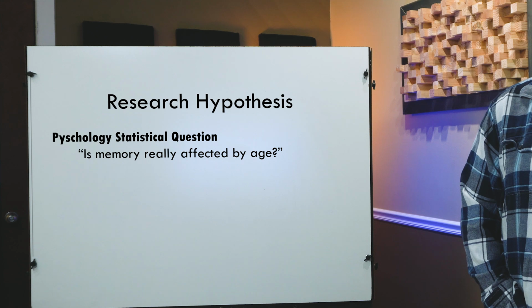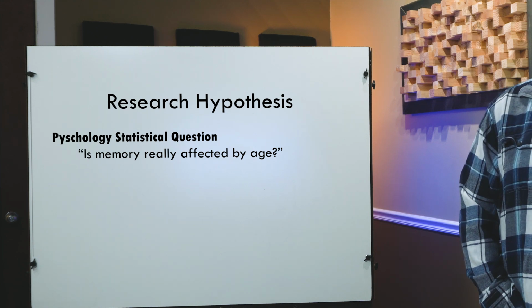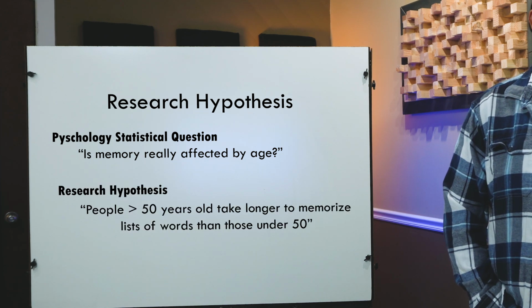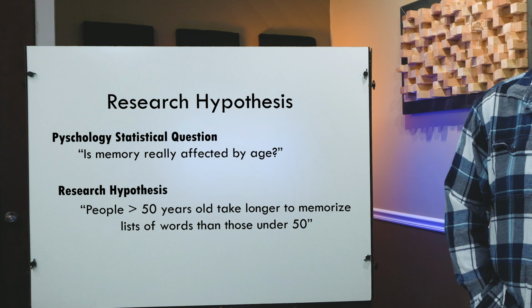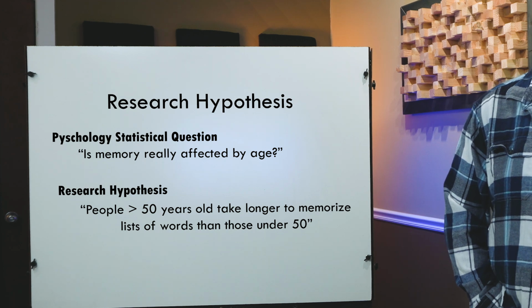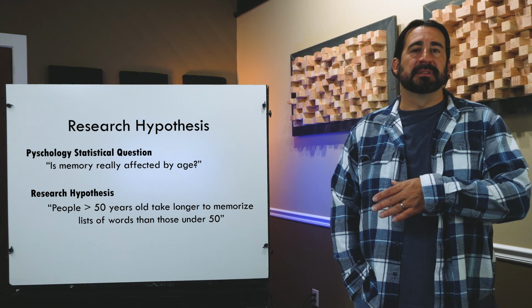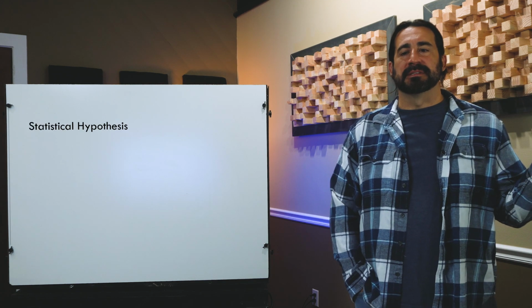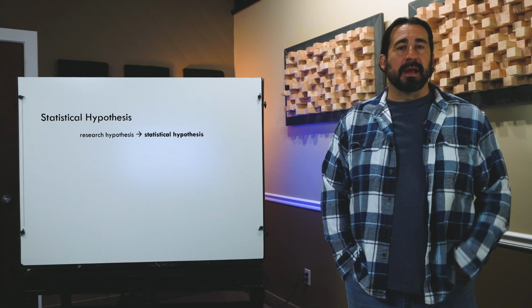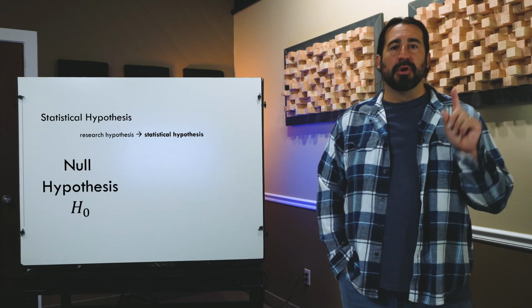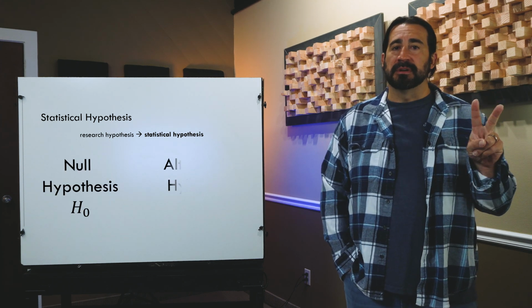An example of a research hypothesis pulled from the former psychology question, is memory affected by age, might be, people greater than 50 years old take longer to memorize lists of words than those under 50. Taking the research hypothesis to the next step leads us to the statistical hypothesis. We do this by breaking up our hypothesis into two questions, the null hypothesis and the alternative hypothesis.